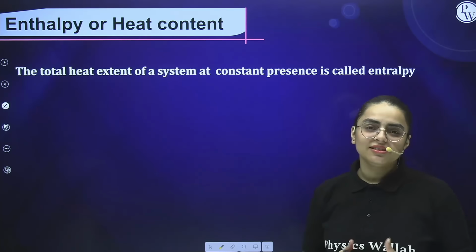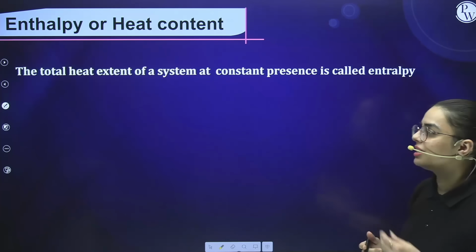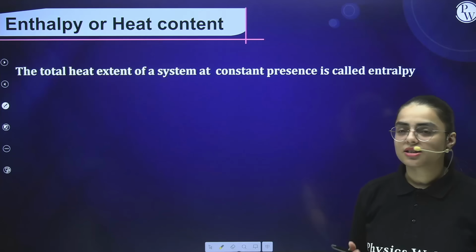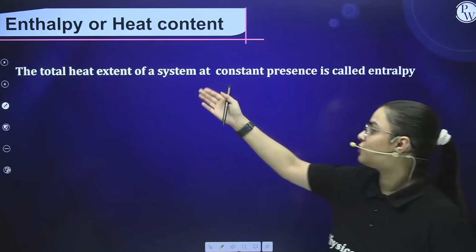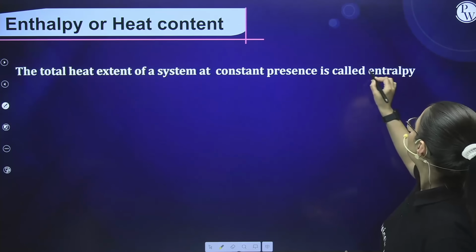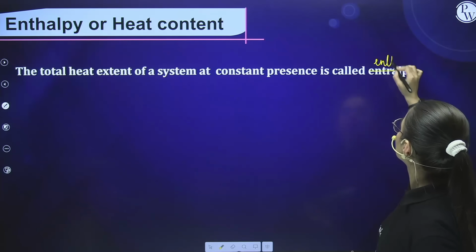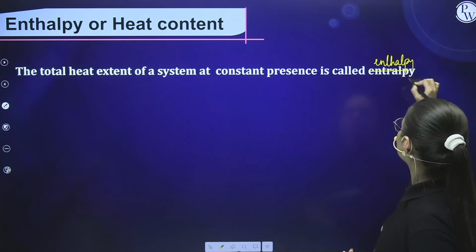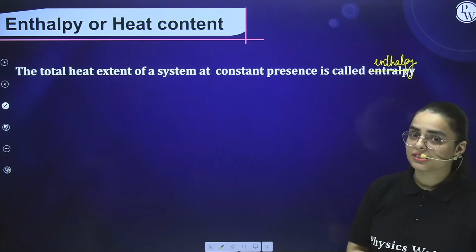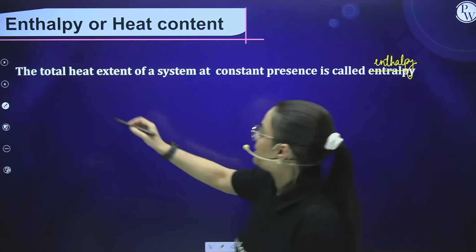Now moving towards the next segment, that is enthalpy or heat content. If I talk about enthalpy, basically it is heat absorbed at constant pressure. Or you can directly write: heat content of a system at constant pressure is called enthalpy. Kindly correct it, it is enthalpy. Now students, it is represented by H.